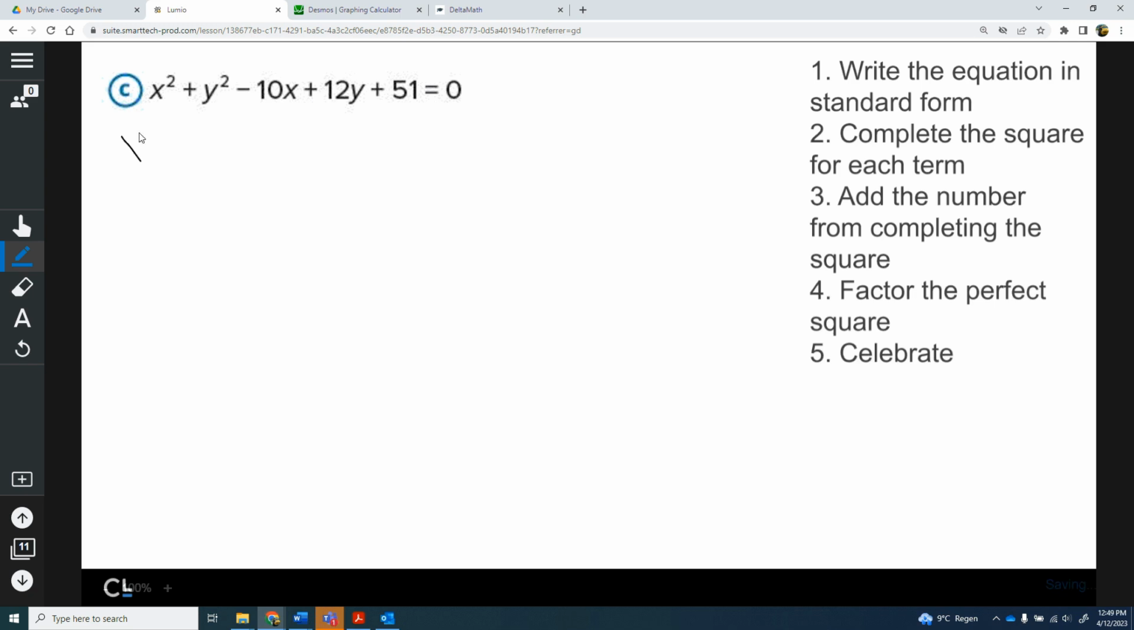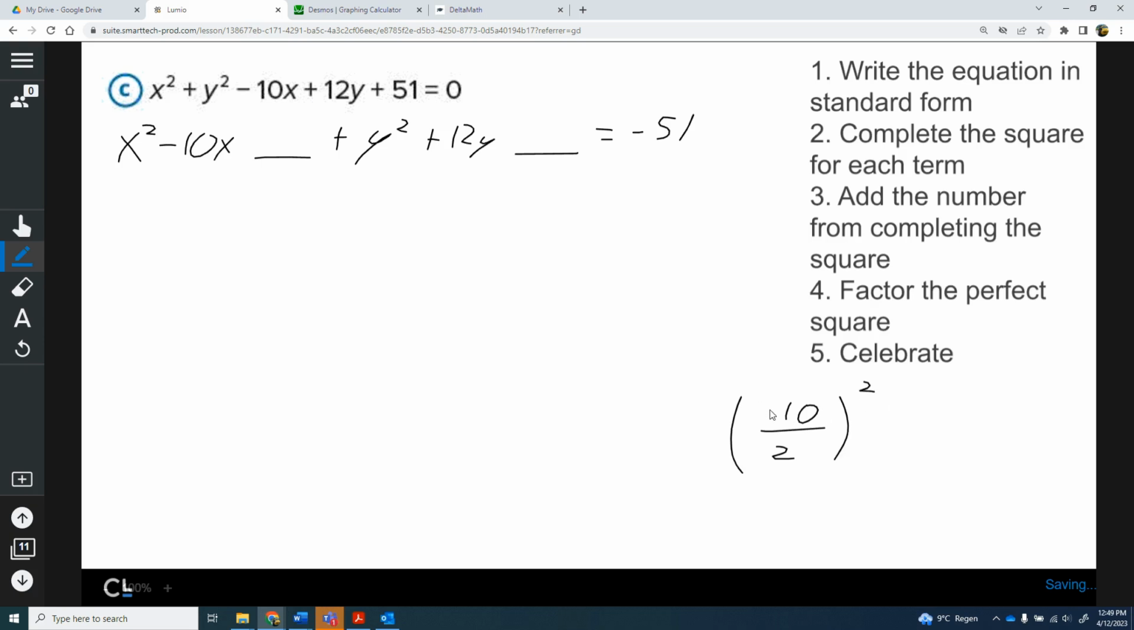So we're going to write it in standard form. X squared minus 10x, leave a space, plus y squared plus 12y, leave a space, equals negative 51. I'm going to complete the square for each term. So I have 10 over 2 squared. That's going to be plus 20. Nope, I'm not going to do that. I'm going to leave it as 5 squared plus 5 squared. So this is 5. I'm going to leave it as 5 because that's going to be my number for factoring.